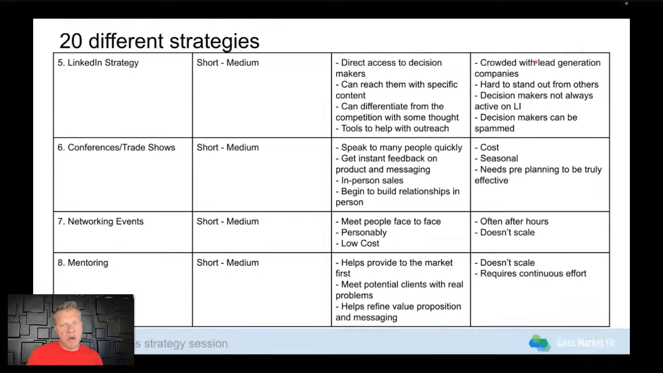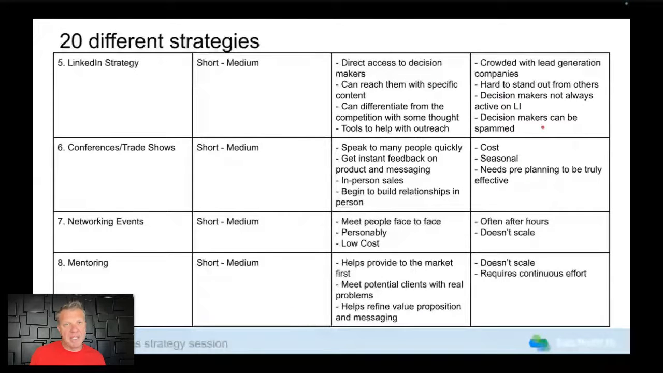Again, it's crowded with many lead generation companies. We all get bombarded by companies trying to connect under false pretenses and then a second later trying to sell you something. I'd be very careful about being disingenuous on the platform. It's hard to stand out from others. Decision makers are not always active on LinkedIn. If you're on LinkedIn every day, our buyers may only log in once a week or once every 2 weeks. So it can take a while for them to come back to you as well. So in any strategy like this, if someone is interested in talking to you, I would get off the platform as quick as I can.